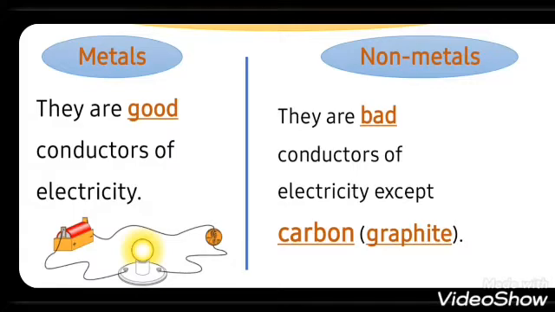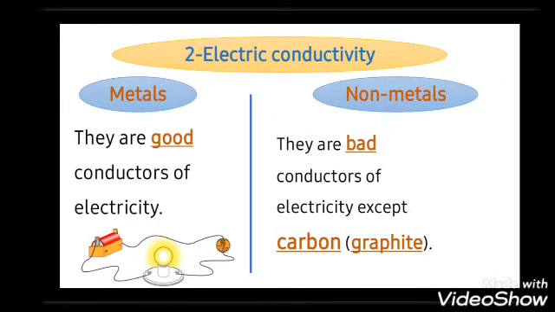And you have to know that carbon or graphite is non-metal, but good conductor of electricity. So if I put a piece of coal here, instead of this metallic coin, the lamp will light also. But when I put a piece of sulfur, the lamp will not light. Why? Because carbon is non-metal, but it's a good conductor of electricity.